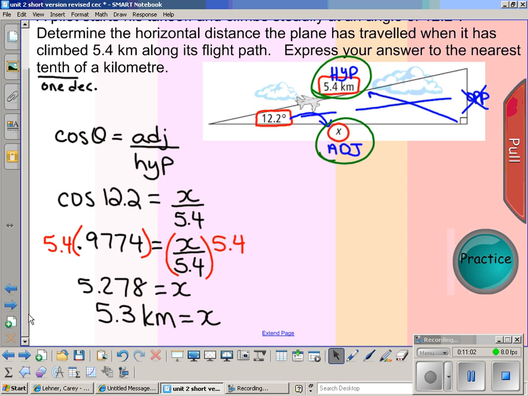So when you are doing questions now, you have to look at what you are given, what you are asked to find, label the sides according to the angle that you are referencing, and then determine which of the 3 trig ratios you would be able to use.